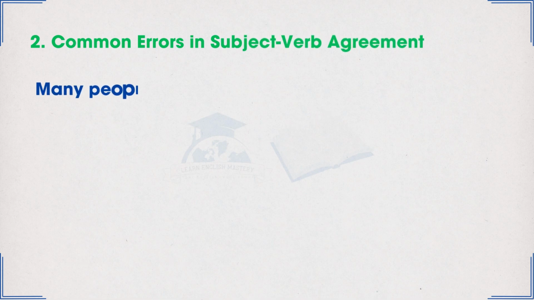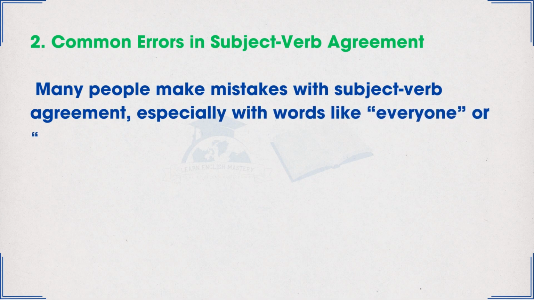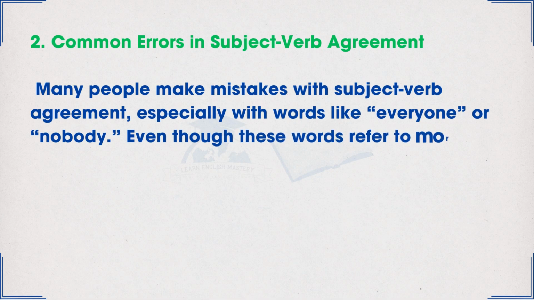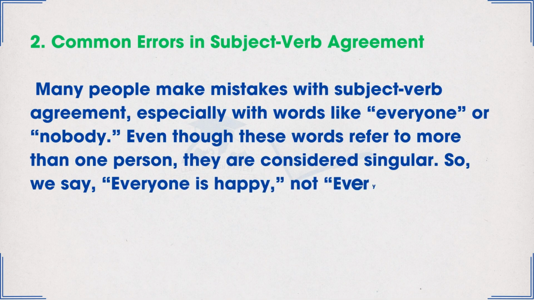2. Common errors in subject-verb agreement. Many people make mistakes with subject-verb agreement, especially with words like everyone or nobody. Even though these words refer to more than one person, they are considered singular. So we say, everyone is happy, not everyone are happy.